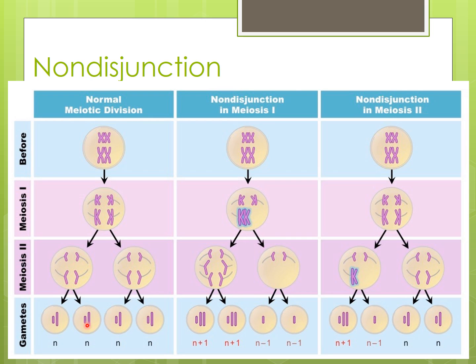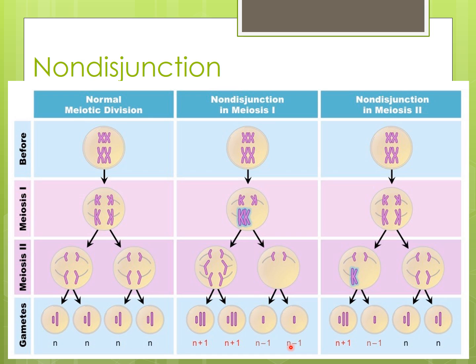So if we have non-disjunction in meiosis 1, you can see here the homologous chromosomes fail to separate properly. So you have an uneven separation in that this pair ends up moving all to the daughter cell on the left. This essentially subtracts chromosomes from the daughter cells on the right side in meiosis 2, leading to an excess, or the trisomy, or extra copies of the chromosomes in the gametes. And so these are +1, an extra chromosome, and these are missing a chromosome.